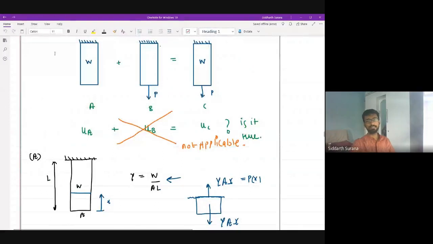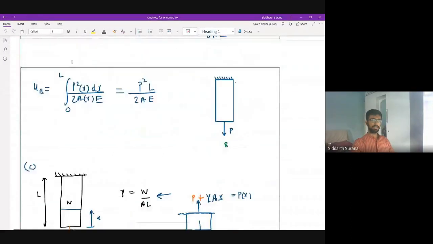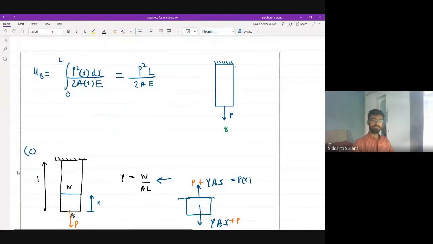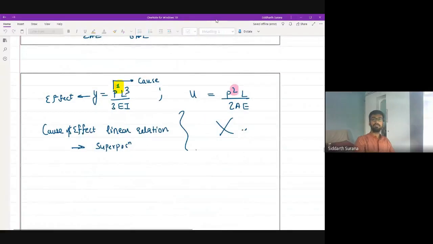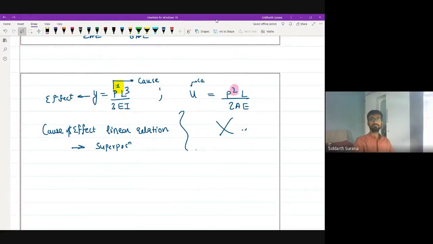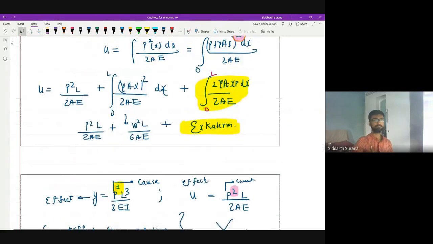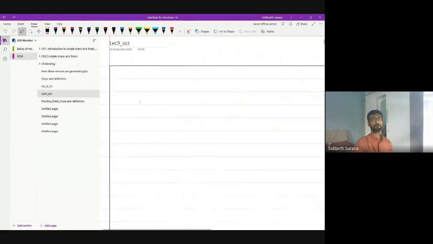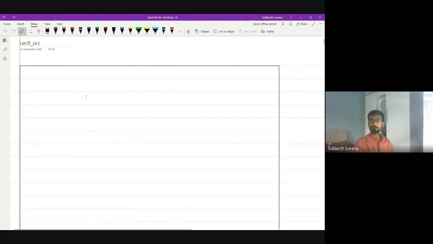So last class we realized that the strain energy cannot be treated with the superposition theorem because the cause, which is this load, and the effect are not having a linear relationship. As for now, any doubt you can ask me, otherwise I'll proceed further. All right, so I'll start now.